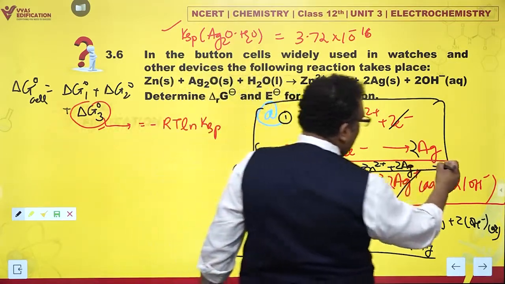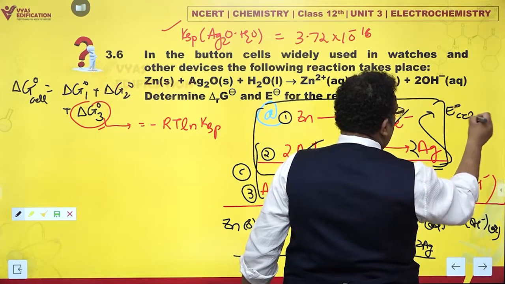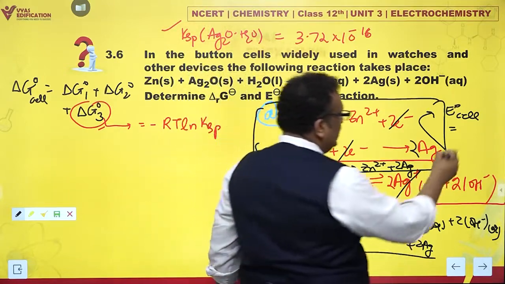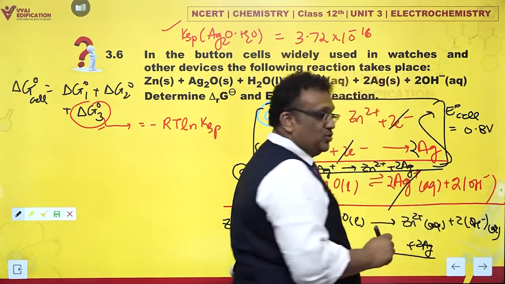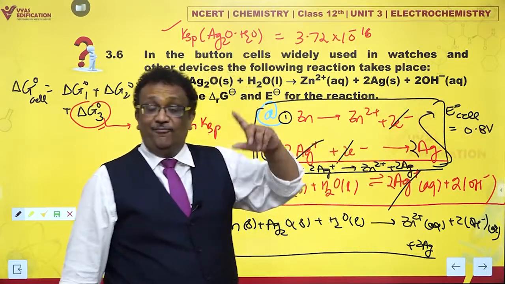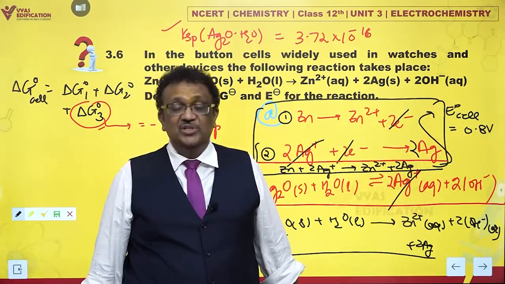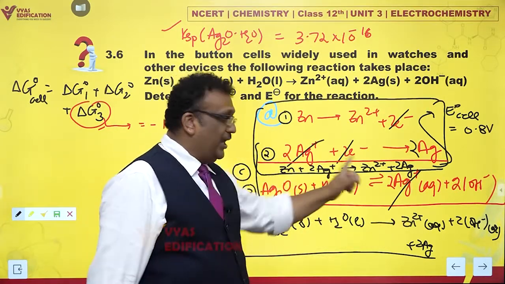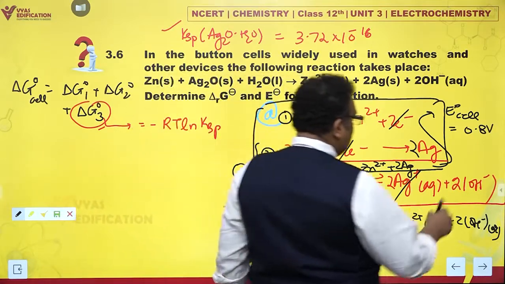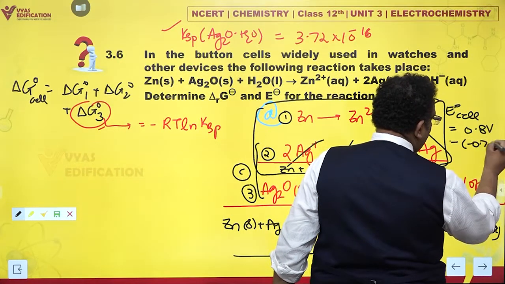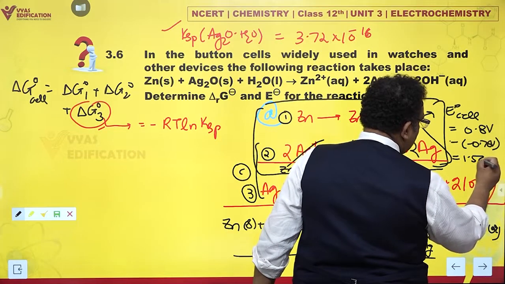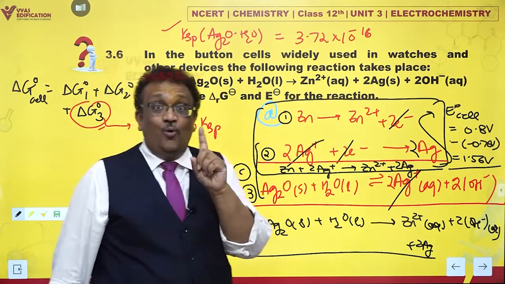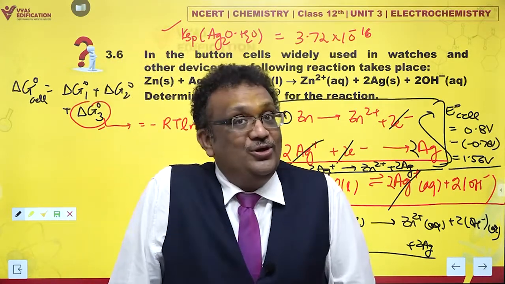And for this cell, E0 cell is E0 cathode minus E0 anode. Now cathode is Ag plus 2 Ag, which is 0.8 volts. How do I get this 0.8 volts? From that fabled electrochemical series chart present in NCERT. And what about E0 anode? E0 anode is minus 0.76 volts. The minus of minus 0.76 volts, which is 1.56 volts. So only for 1 plus 2, I know E0 cell.